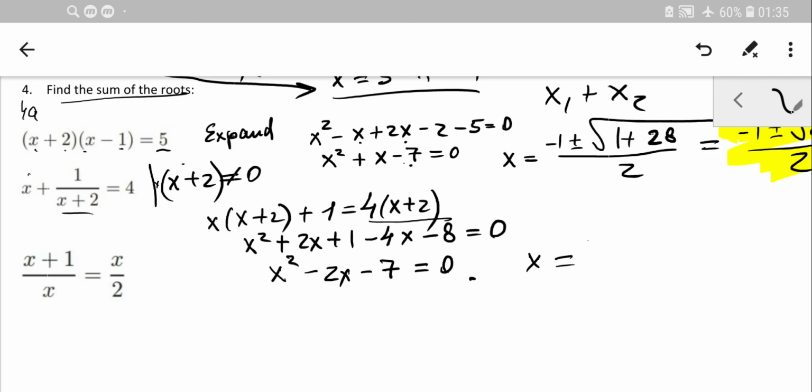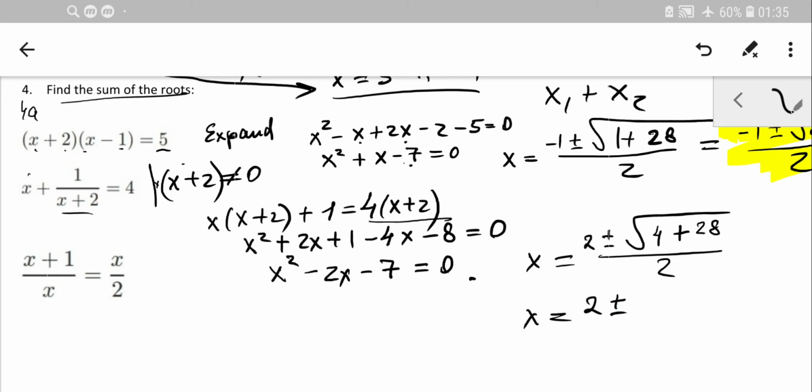Discriminant and first step. So minus b, it's minus 2, plus minus. So here b squared, it's negative 2 squared, which is 4, and minus 4 times minus 7, it's positive 28, over 2. That's good. And from there you can get 4 and 28 is 32.